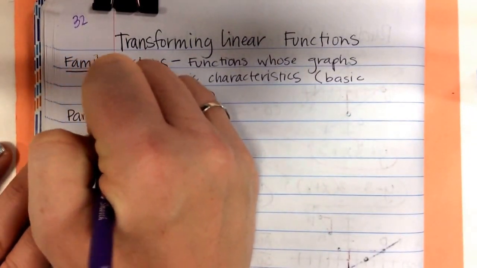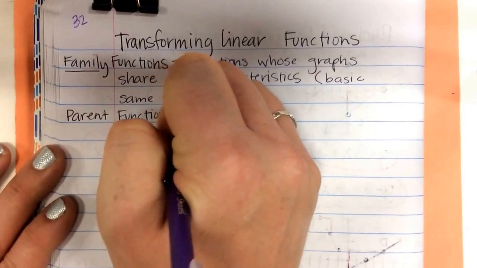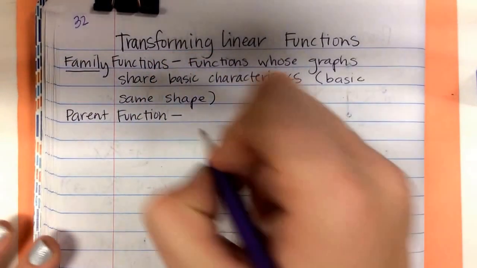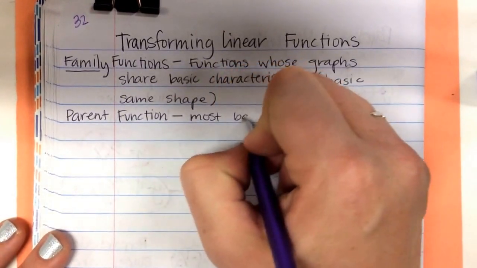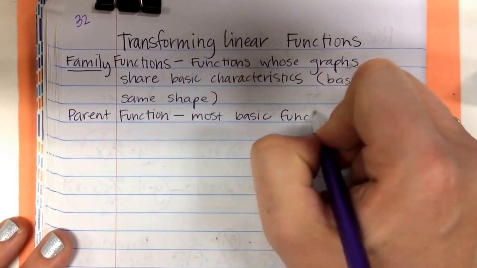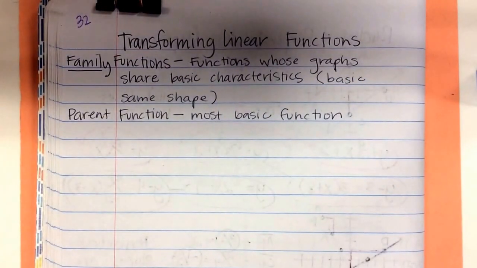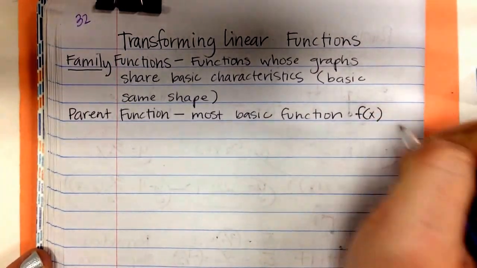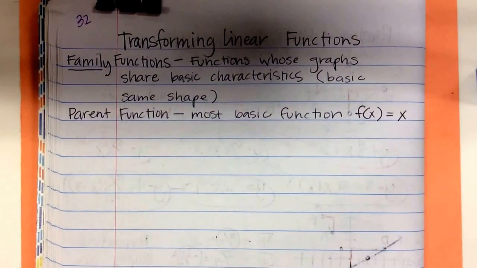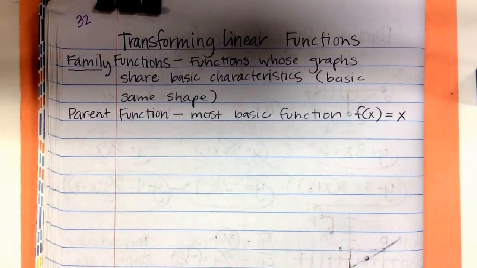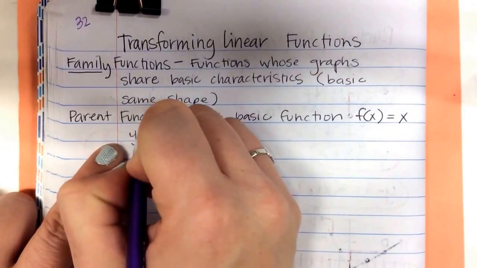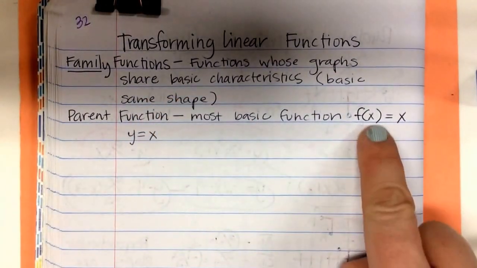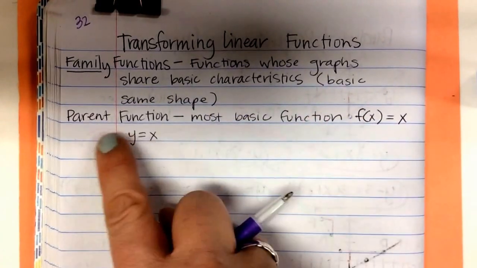The parent function is the most basic function. The parent function always is going to be f of x equals x. That's the parent function. That's the very beginning. That's the very first thing. And remember, f of x really means y equals x, but this f of x is just function notation. It's the same thing as saying y equals x.